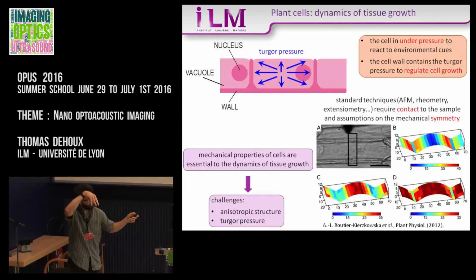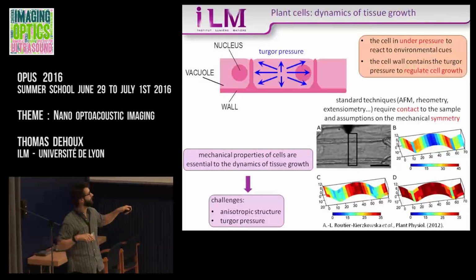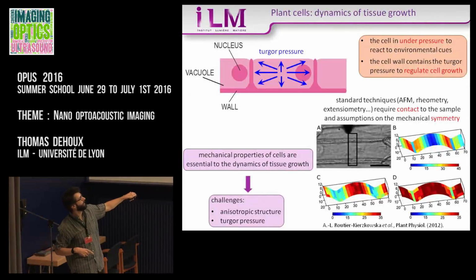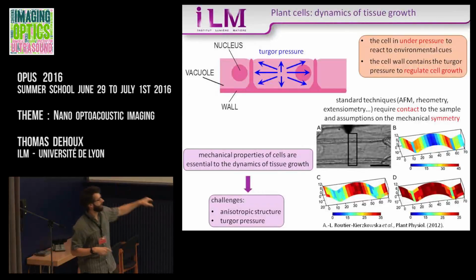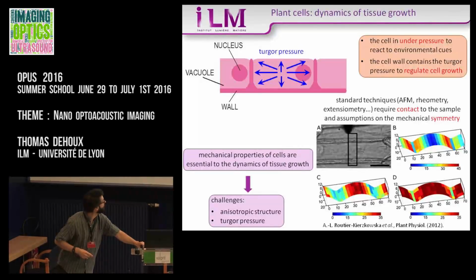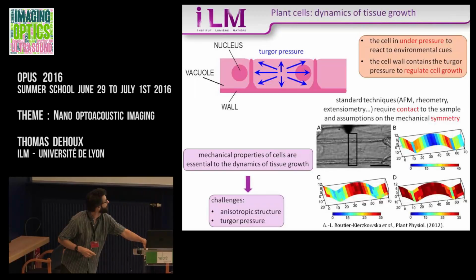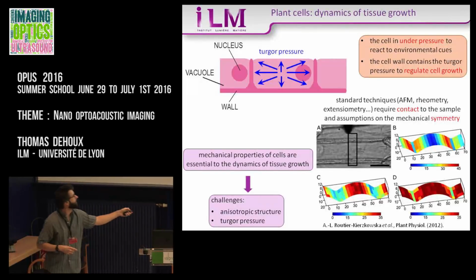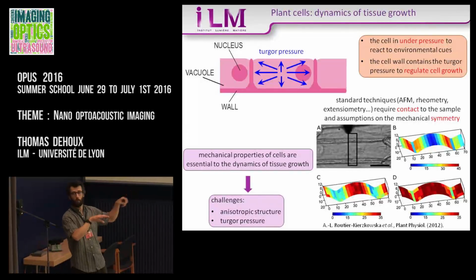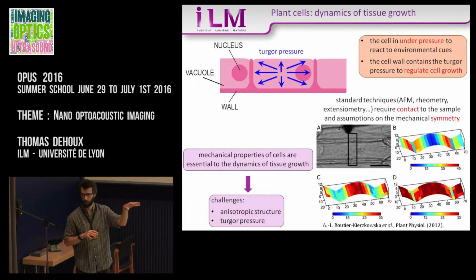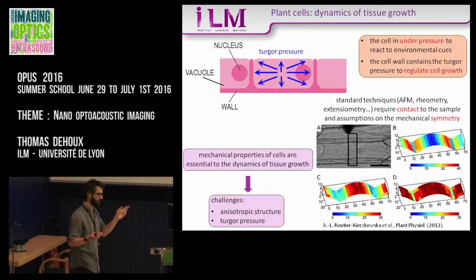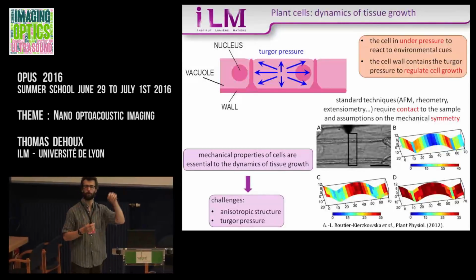And if I look at the top view of onion cells, a strip of onion cells, you can see they're quite elongated. They're elongated because the cell wall is anisotropic to allow cell growth in only one direction, and that's why the plants mostly grow upwards, because of the anisotropy of the cell wall.